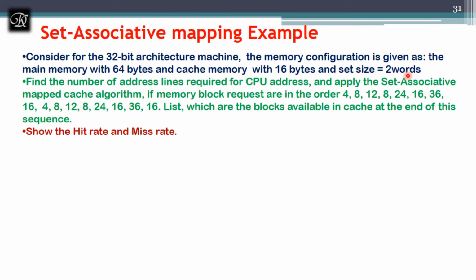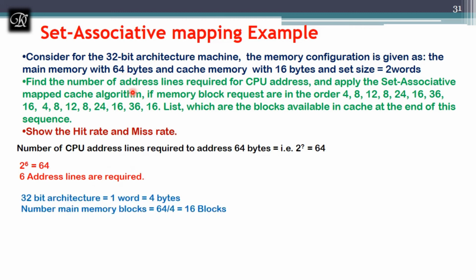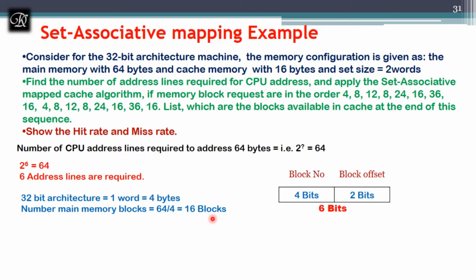It means 2 words is equal to 1 set. Let's find the address lines. We already know that 2 to the power of 6 is 64, so 6 address lines are required, and 1 word means 4 bytes in the 32-bit architecture. 64 divided by 4 is going to give you 16 blocks in the main memory.